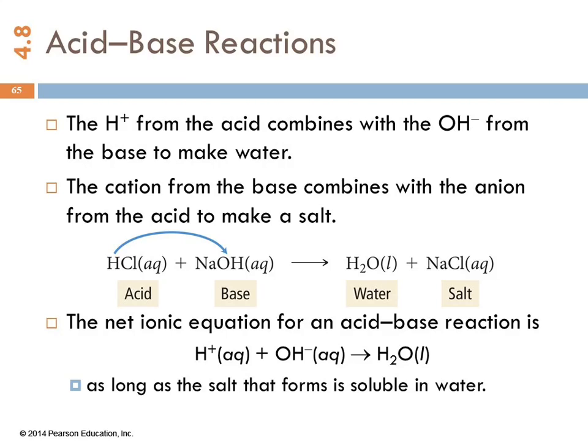We can think of these in the same way that we thought of the precipitation reactions, thinking of them as swapping partners. Because what's going on here? This positive ion from the acid is getting together with the negative ion from the base. The difference is this isn't an ionic compound, it's a water molecule. But what's left is the sodium ion and the chloride ion. So again, we have that same idea of these two couples coming to a party and swapping partners.